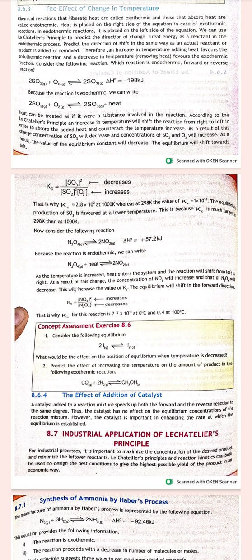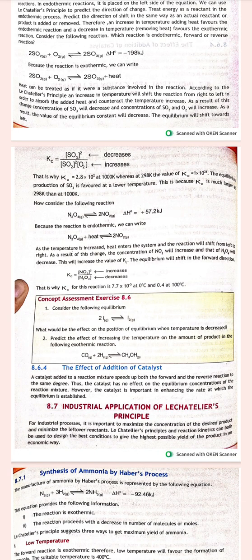According to Le Chatelier's principle, an increase in temperature will shift the reaction from right to left in order to absorb the added heat and counteract the temperature increase. As a result of this change of concentration, SO3 will decrease and the concentrations of SO2 and O2 will increase. As a result, the value of the equilibrium constant will decrease. The equilibrium will shift towards the left.